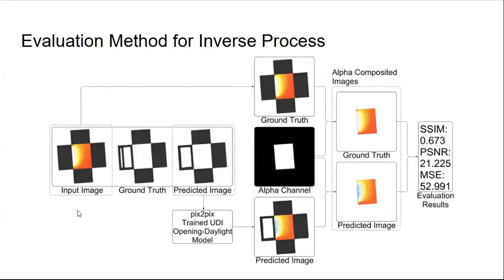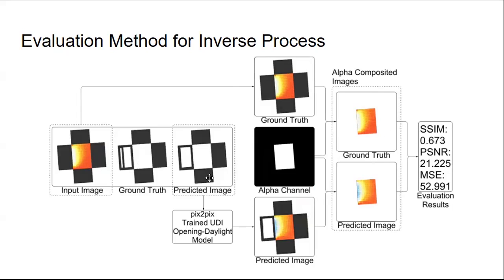Here is an evaluation method for the inverse model. Instead of directly comparing the predicted image, which is the image here, and the ground truth, since different window configurations can produce similar daylighting results, the evaluation process for this inverse model involves multi-step verification. So first, the predicted window configurations are fed into the trained opening to daylighting model, and then the daylighting results generated from the predicted openings were compared with the original input daylighting performance. And then the results were compared after the image pairs have been isolated by the alpha channel. In this case, we got 0.673.